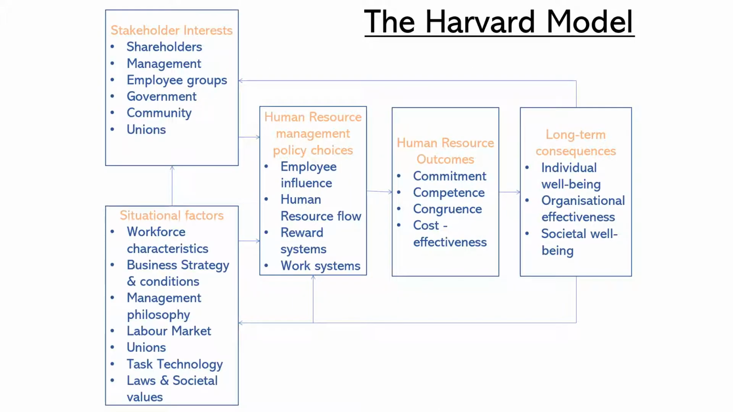The Harvard model, you can see that it consists of 6 critical components of HRM. What are the 6 critical components? Stakeholder interest, situational factors, human resource management policy choices, human resource outcomes, long-term consequences.